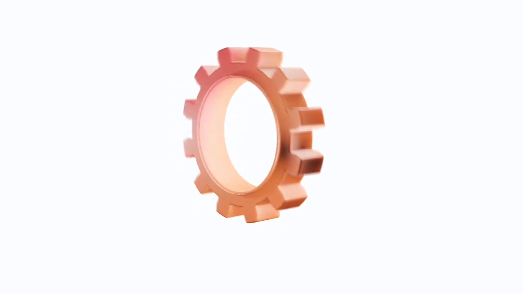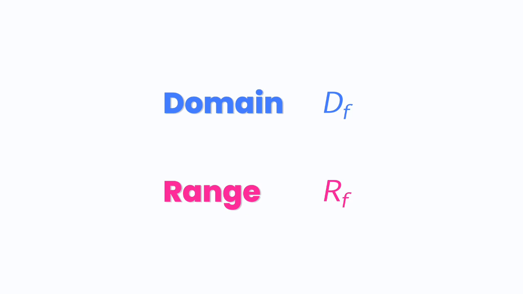Let's get a better understanding of this through some examples. You will find the domain and range by studying the graph of the function and the function's expression. Be aware that there are different methods for finding the domain and range depending on the function. You will learn more about these methods at a later stage.